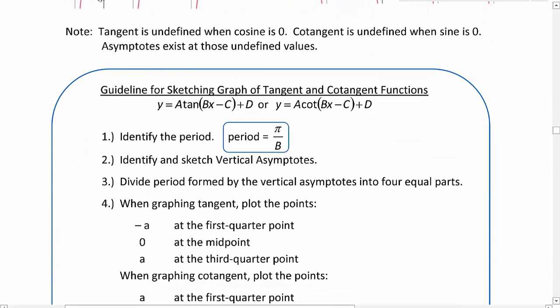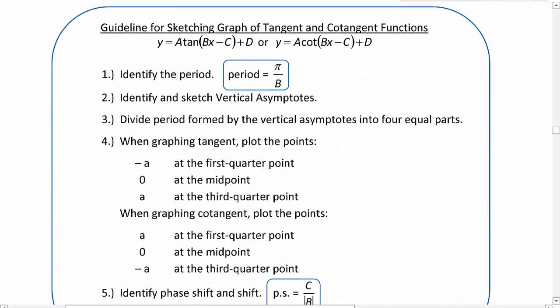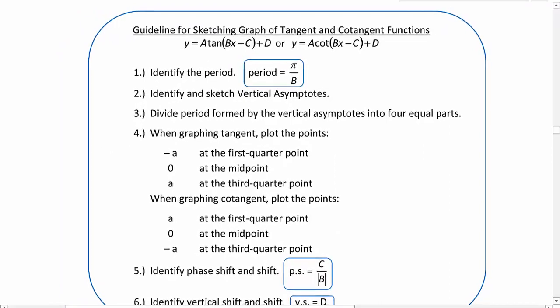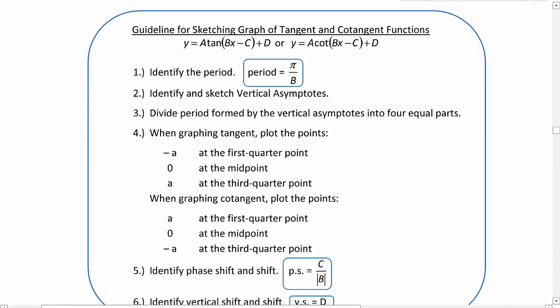So here are our guidelines for sketching the graph of tangent and cotangent functions. Just like sine and cosine, we're going to start by identifying the period, but our formula this time is pi over b. We're going to identify and sketch the vertical asymptotes. Then we're going to divide the period formed by the vertical asymptotes into 4 equal parts, just like we did with sine and cosine. And I'm going to do the same dividing techniques to figure out how to label the tick marks properly. And then we're going to graph without any shifts.